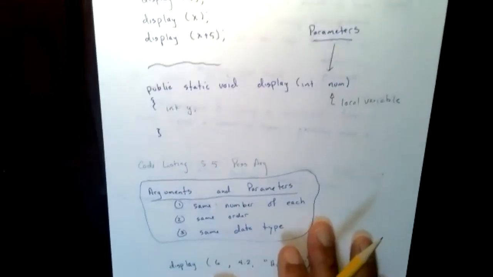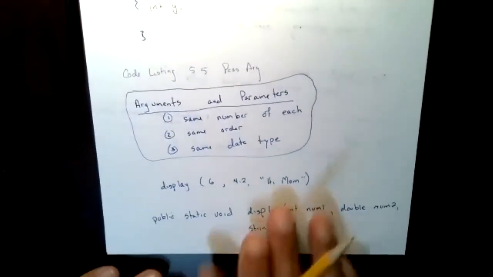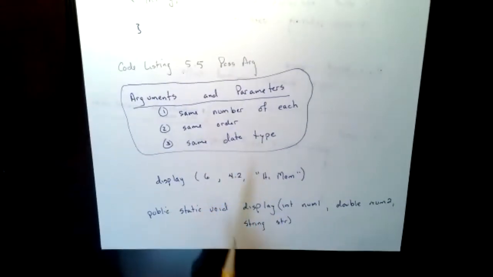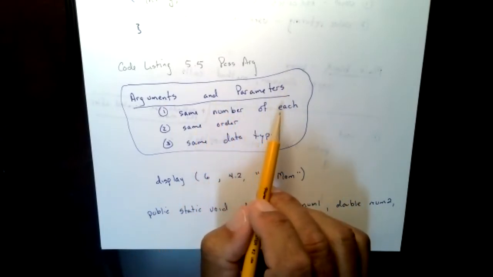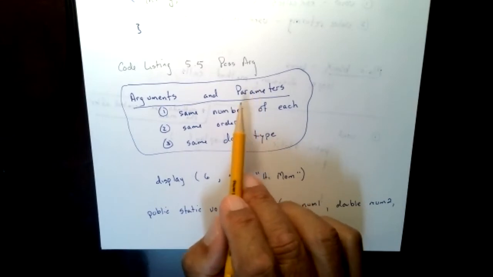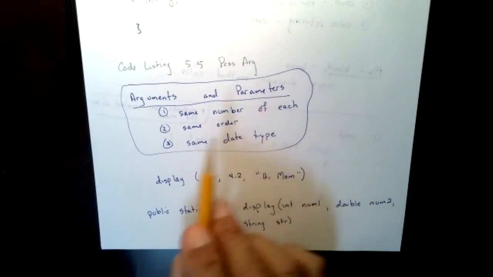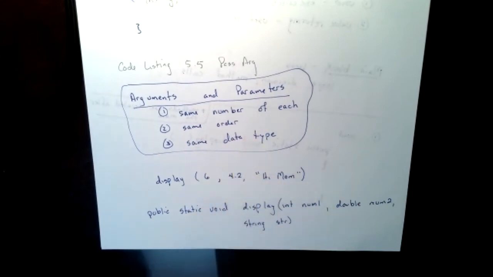Okay, so when I get ready and I start working, and you saw an example of that in code listing 5. When I get ready and say, hey, I may not have any arguments, I may have several arguments. One of the things that I have to keep in mind is when it comes to arguments and parameters, I have to have the same number of each. So if I call a method display and I have 3 arguments, I better have a parameter list with 3 variables in it. You need to keep them in the same order, and you need to make sure they're the same data type.